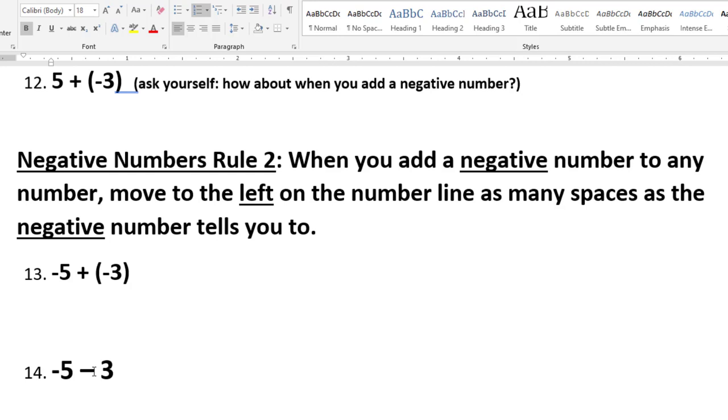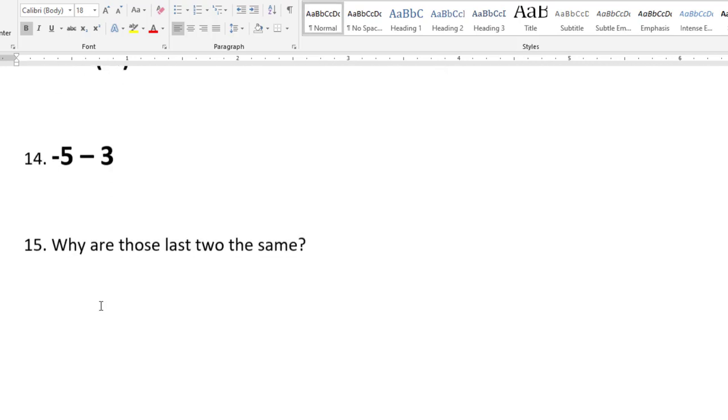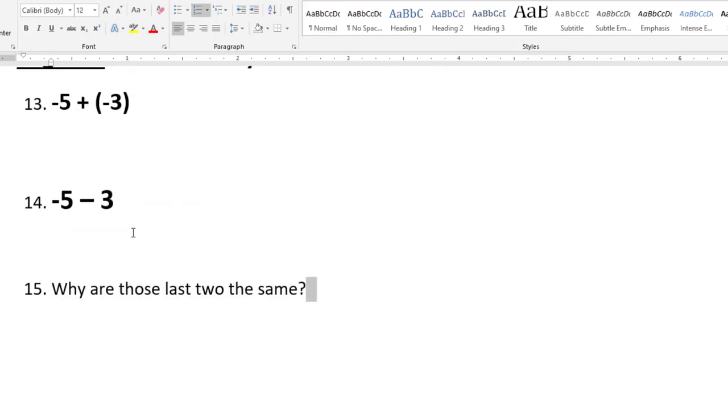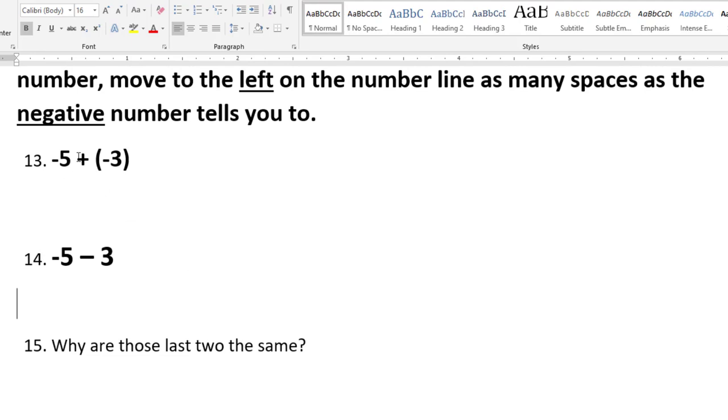But why? Why does this subtraction have the same result as adding an opposite? It comes down to what addition and subtraction mean. Addition means to increase something, whereas subtraction means to decrease something. However, writing the addition of a negative number has to imply the opposite of the addition of a positive number. So the reason these last two are the same is because really they're telling you to do the same thing. Negative number rule number 2 says to add a negative means to move to the left. And that's exactly what subtraction tells you to do.